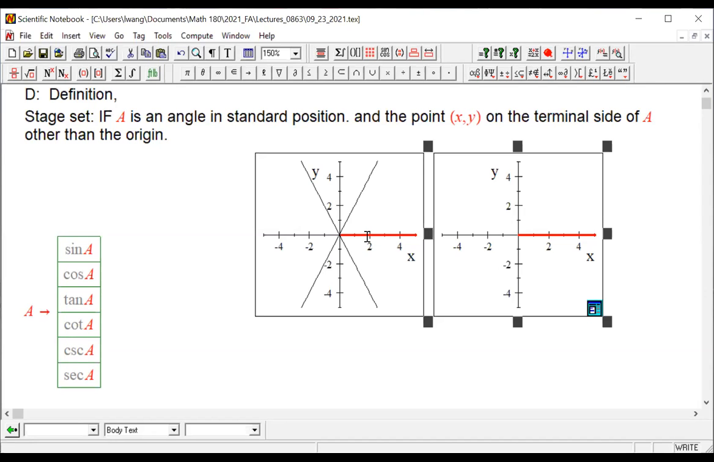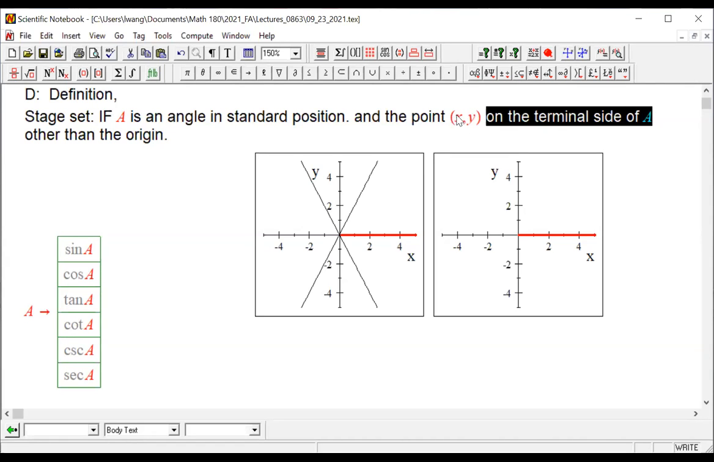So now, your terminal could be here, and we know how to find the many angles with the same terminal. Now, what does it mean at the point x comma y? The description about x, y is on the terminal side of A, not on the other side.